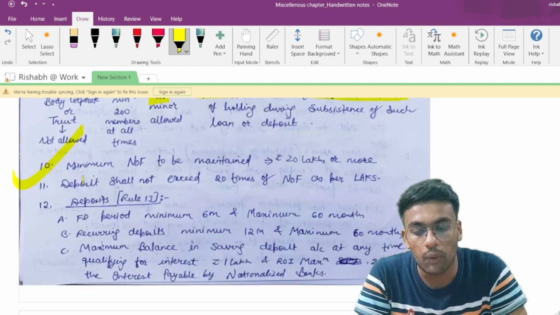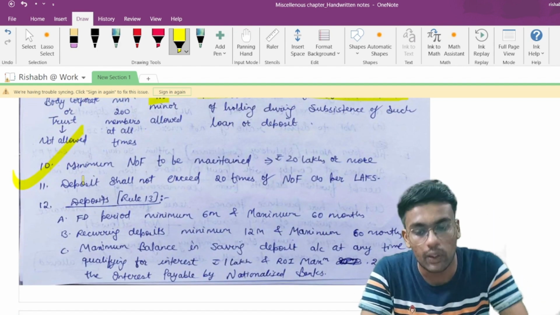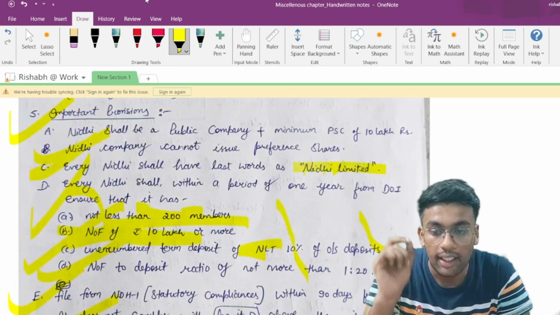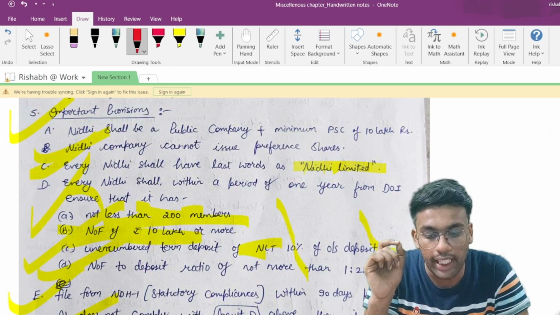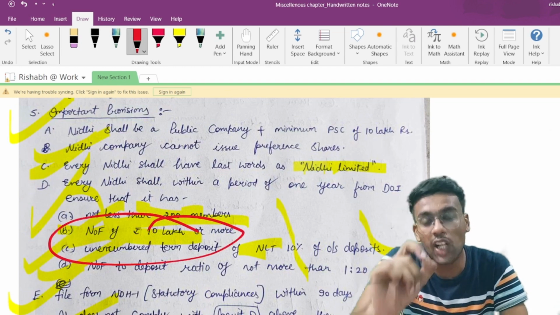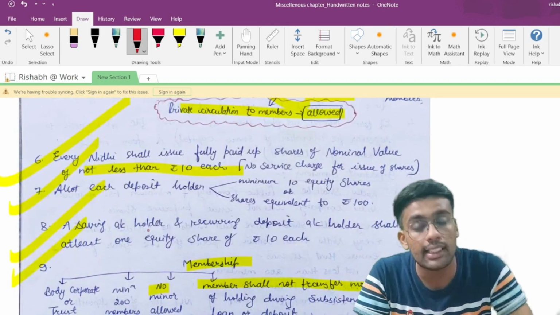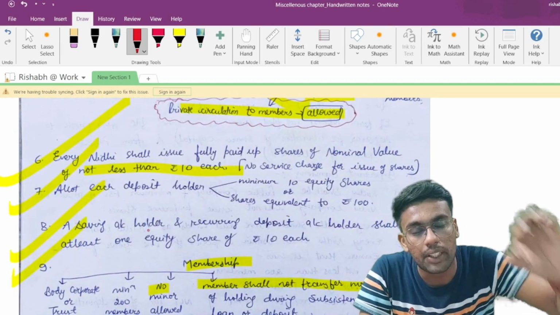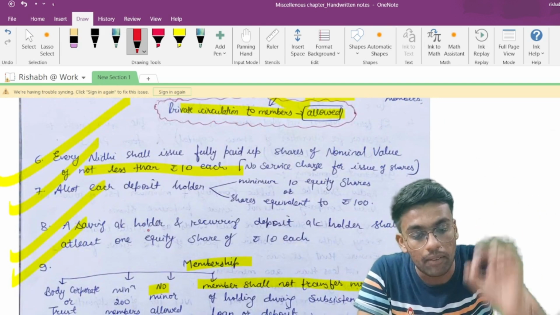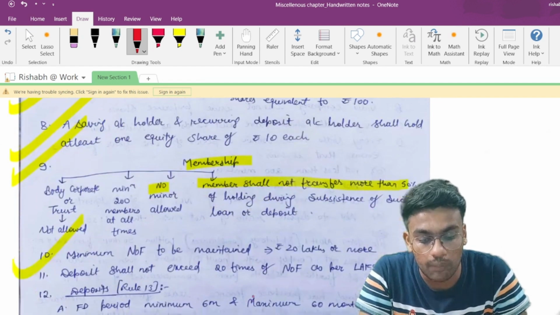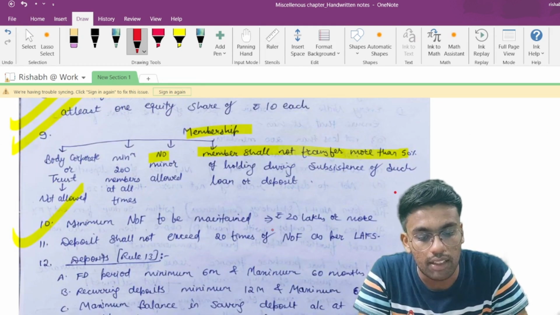Point number 10 talks about minimum net on fund to be maintained is 20 lakh rupees or more. Here we learned that there should be minimum net on fund of 10 lakh rupees within 1 year from the incorporation. Here a company says after 1 year from the date of incorporation, every company shall maintain minimum net on fund of how much? 20 lakh rupees or more. And therefore these provisions are kind of very confusing.